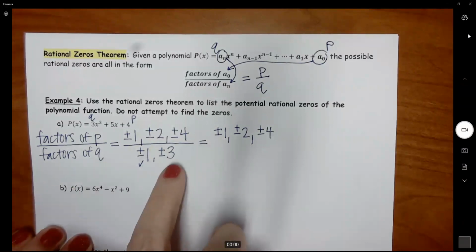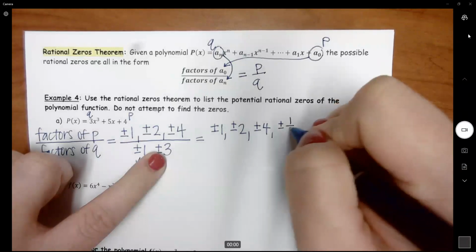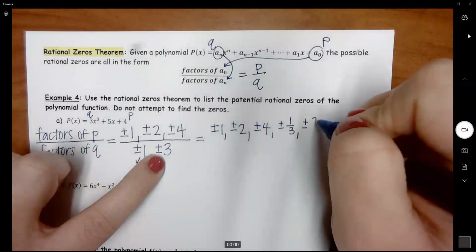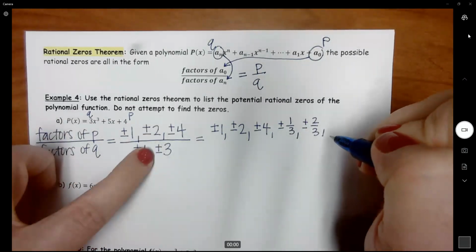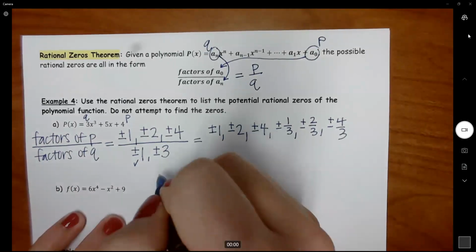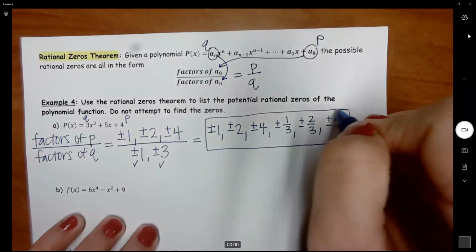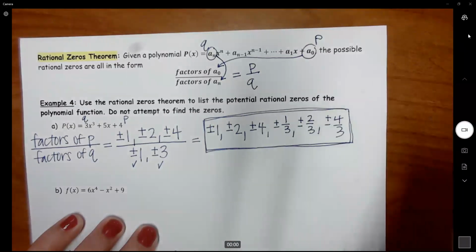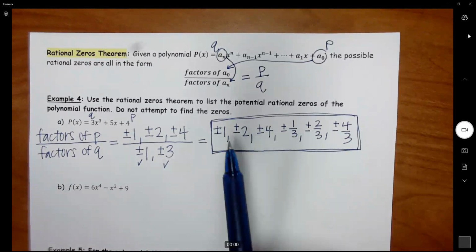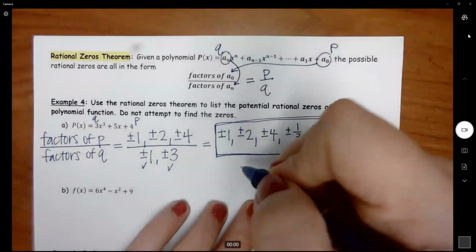So now let's divide everything by 3. So 1 divided by 3 is plus or minus 1/3. 2 divided by 3 is plus or minus 2/3. And 4 divided by 3 is plus or minus 4/3. So now I've divided everything by 3. And so here are my potential rational zeros. I have 12 of them. I've got 2, 4, 6, 8, 10, 12.